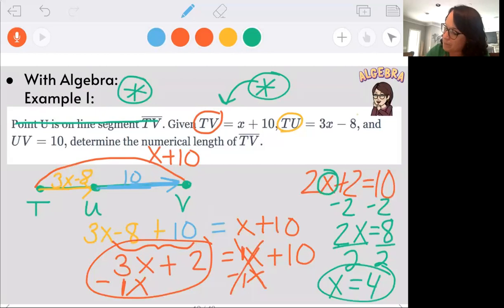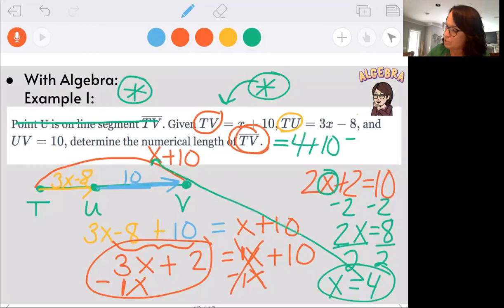So you have to go back up here. T to V is the red. It's the whole way. And to get that, it says I have to take x. My x was 4. And I have to add 10 to it. So TV is going to be x, which is 4, plus 10, which is equal to 14.